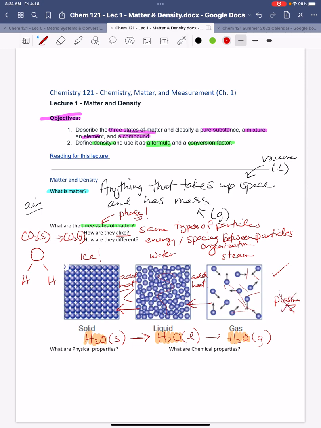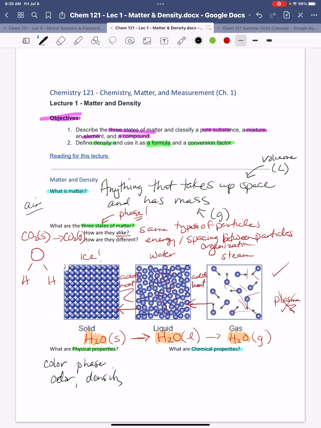Okay. When we study matter, we talk about physical and chemical properties. So physical properties are things like the color of the matter, the phase, the odor, the density, which we'll talk about in a second.